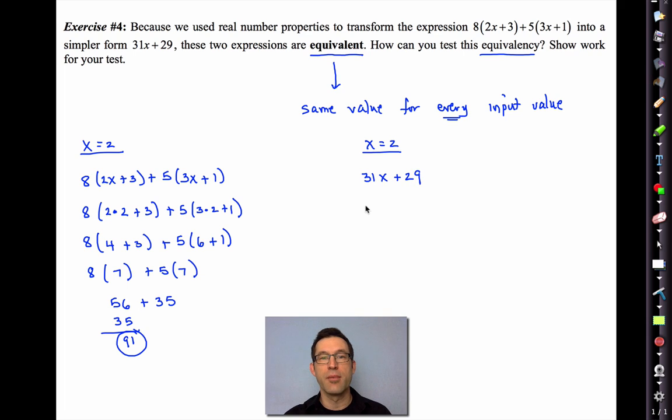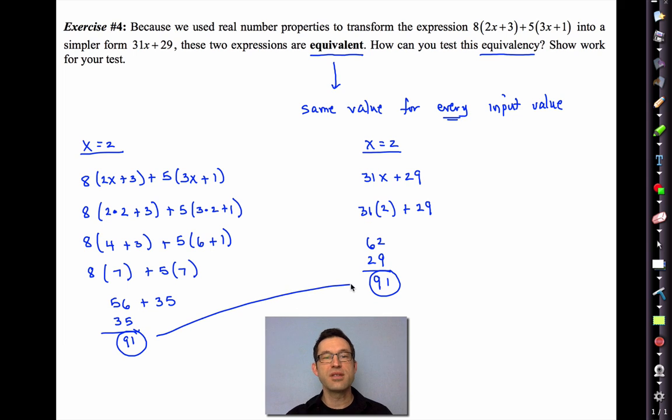All right, let's try x equals 2 in the expression 31x plus 29. Much simpler, right? I mean, if I had to evaluate a lot of these things, I would much rather use that simpler expression. Anyway, let me do 31 times 2. That's going to give me 62. And then I'll add 29. And look at that.